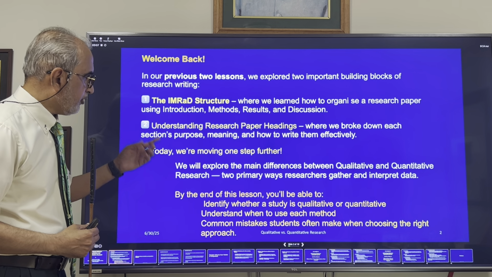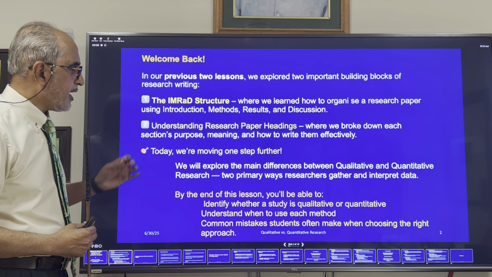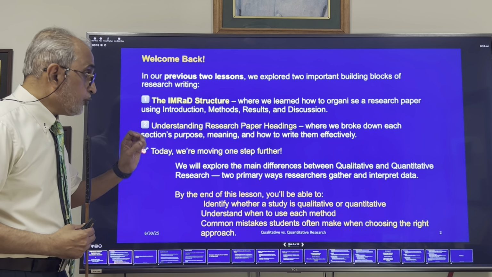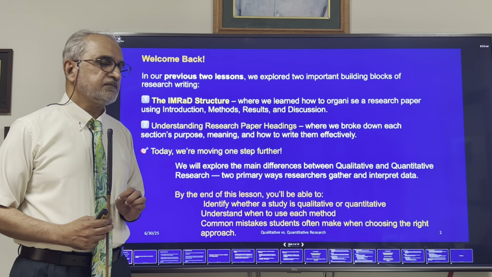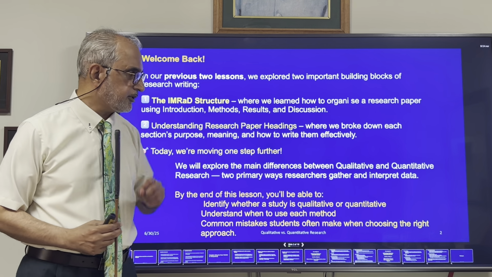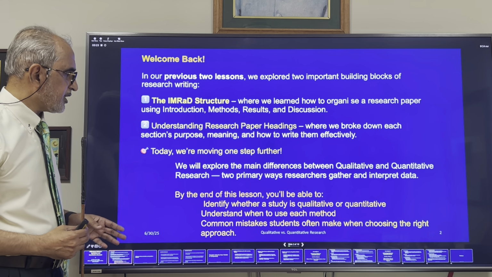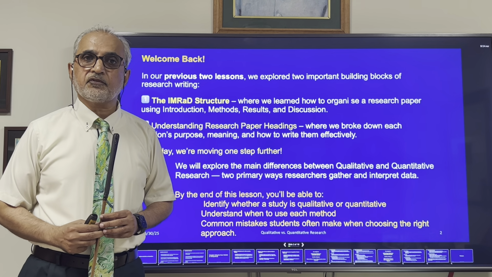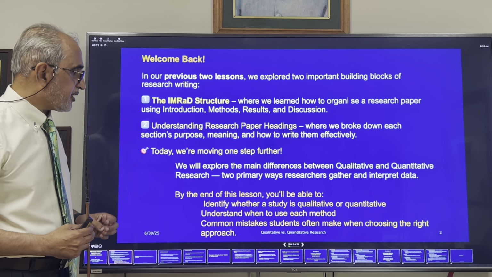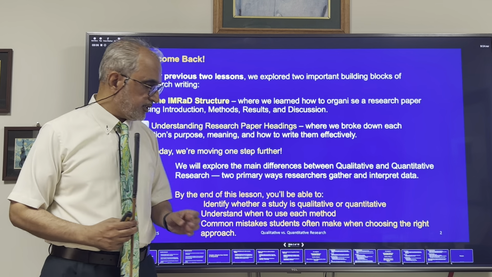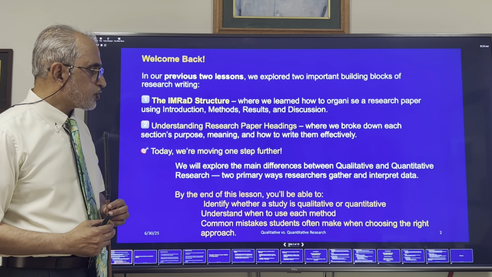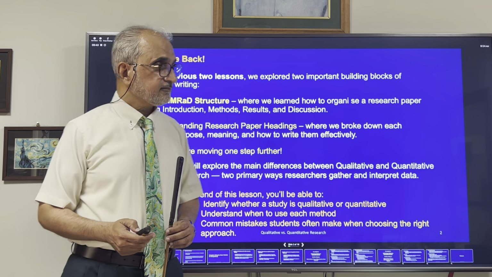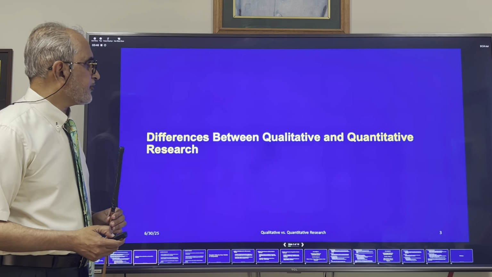Today we are moving one step further and we will explore the main differences between qualitative and quantitative research, two primary ways researchers gather and interpret data. By the end of this lesson, you will be able to identify whether a study is qualitative or quantitative, understand when to use each method, and know common mistakes that students often make when choosing the right method. So let's talk about differences.